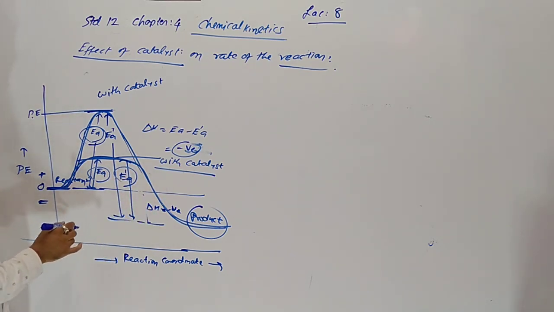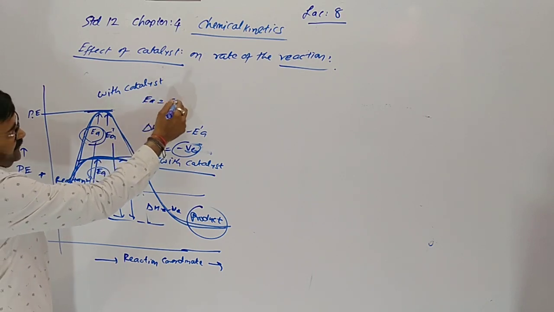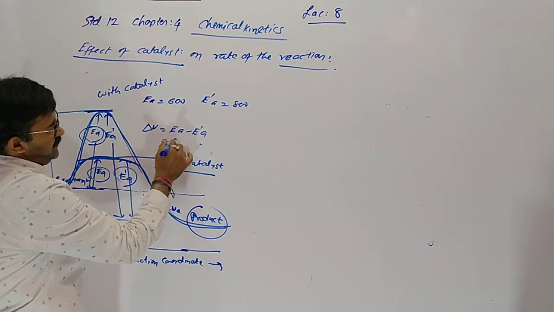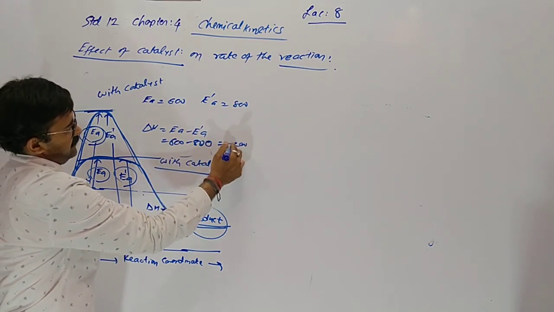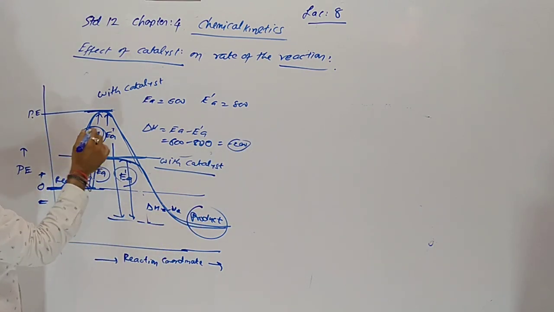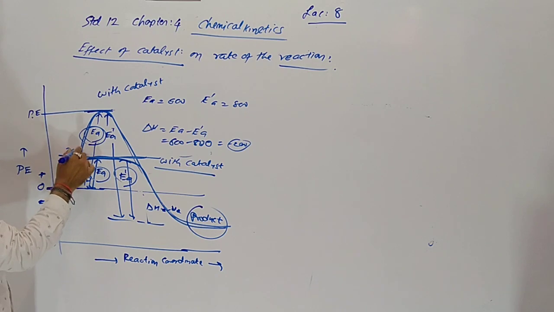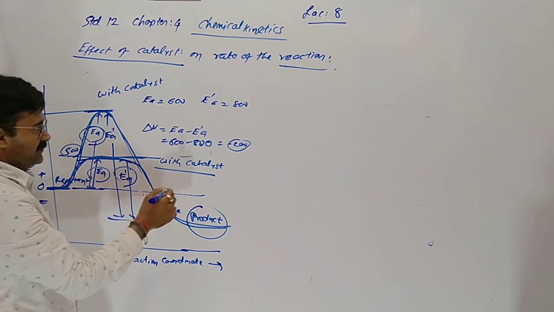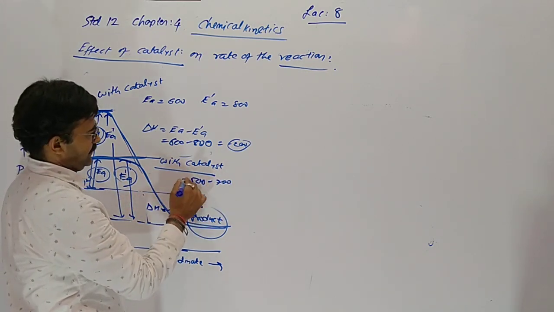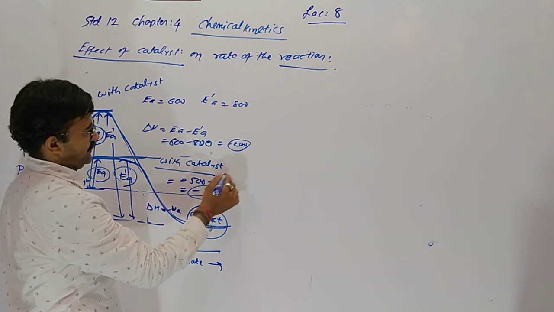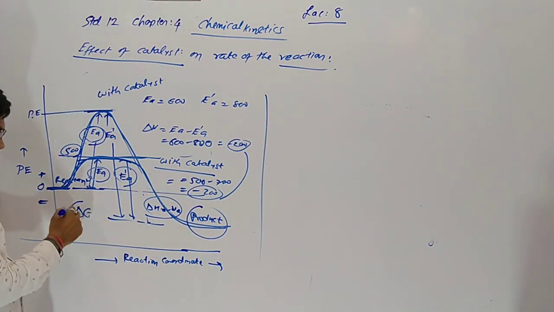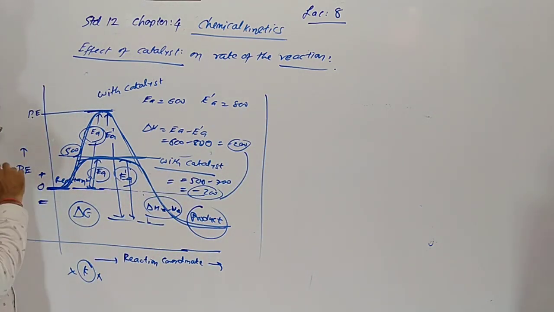Suppose EA was 600 and E dash A 800, then 600 minus 800 is minus 200. When we use the catalyst, EA decreases, suppose to 500 and this one 700, so 500 minus 700 remains minus 200. So delta H never changes, delta G also never changes, equilibrium constant never changes, only the speed of the reaction changes with the catalyst.